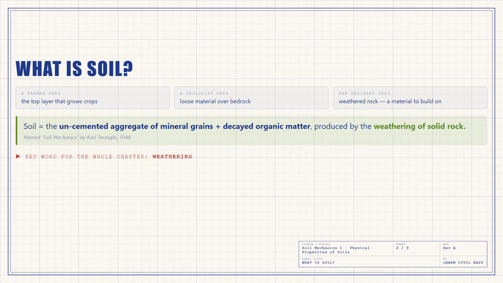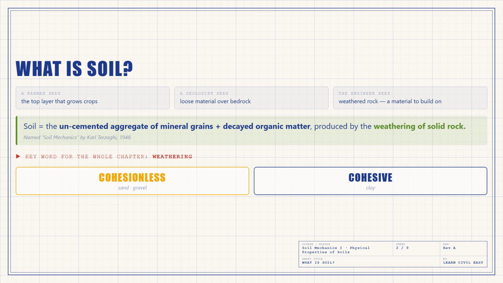And the subject we study was named soil mechanics by Carl Terzaghi, the father of the field, back in 1948. Here is a teaser to hold on to. Depending on how it forms, soil ends up either cohesionless like sand and gravel or cohesive like clay.